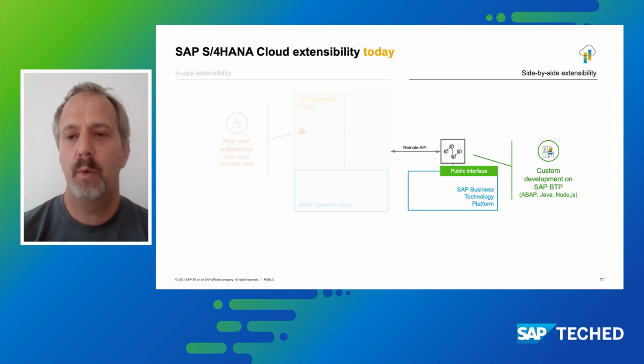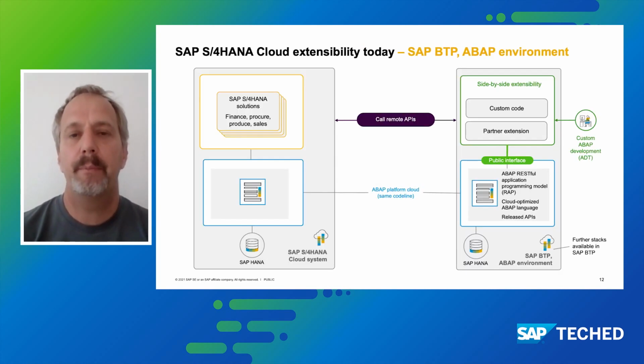And here you can choose the environment, ABAP, Java, or Node. Since this is now the ABAP strategy session, I focus here on the ABAP environment in BTP, and the code name has always been Steampunk. You see on the left side S/4HANA Cloud, and side by side on the right side our SAP Business Technology Platform, the ABAP environment.